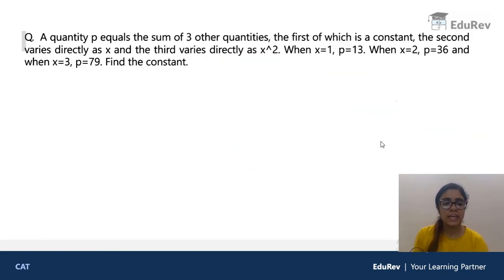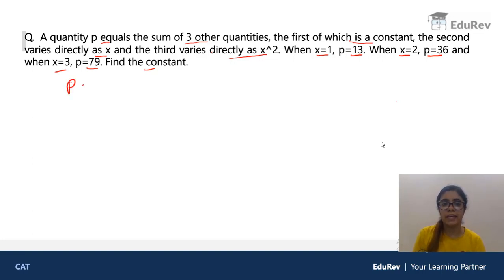What does it say? It says a quantity P equals the sum of 3 other quantities, the first of which is a constant, the second varies directly as x, and the third varies directly as x square. When x is 1, P is 13. When x is 2, P is 36. When x is 3, P is 79. Find the constant. So I would suggest you try this sum on your own first and then look at the solution. So let's see, what are they saying?